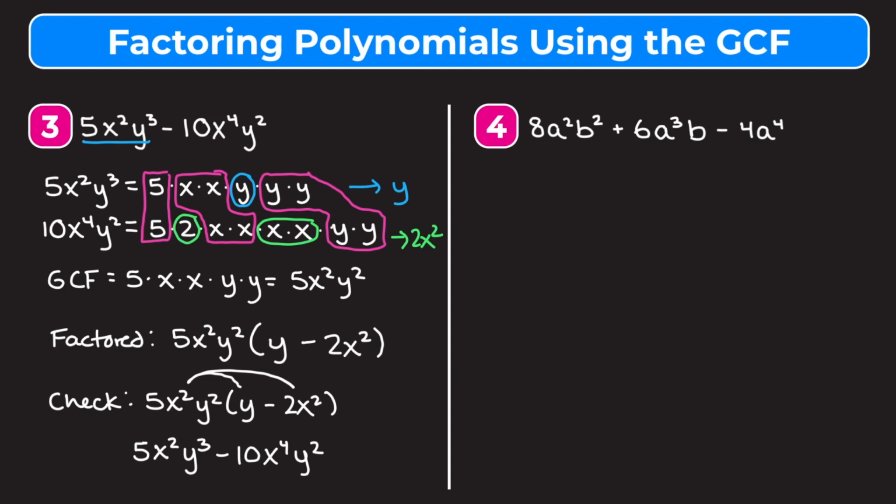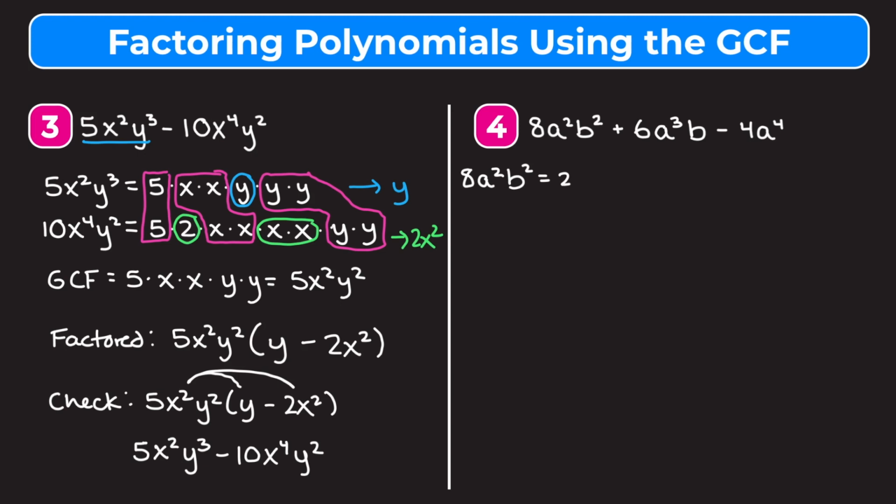So let's go through one more example. For this last example, I encourage you guys to pause the video and try it on your own, and then you can watch me work through it to make sure you've done it correctly. So we've got 3 terms. Let's write each of them as the product of their factors.